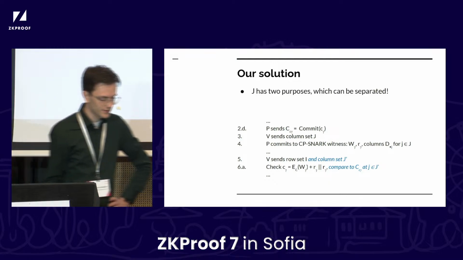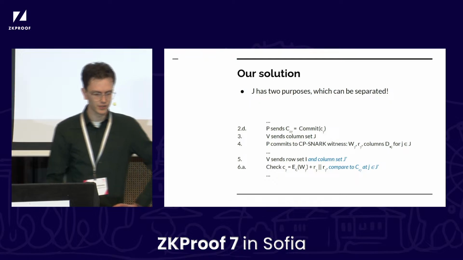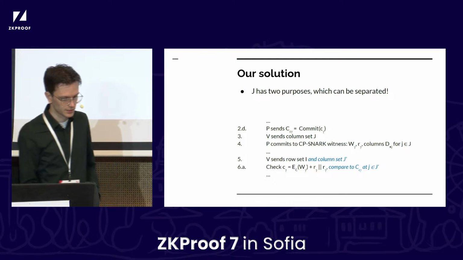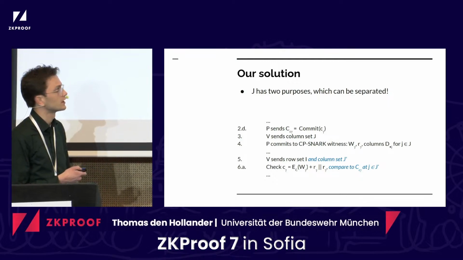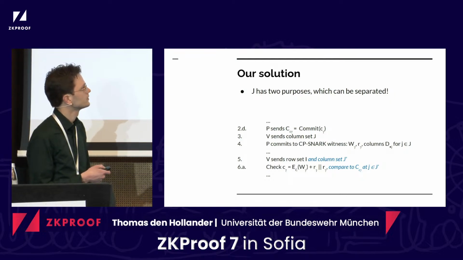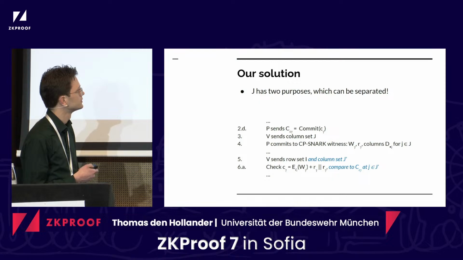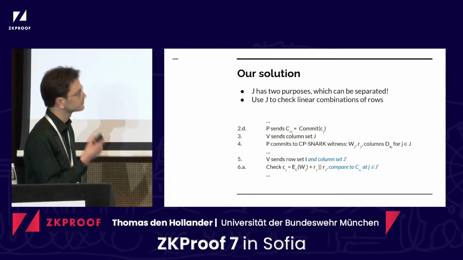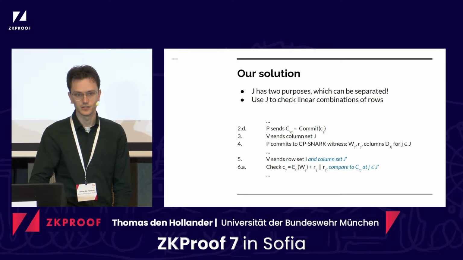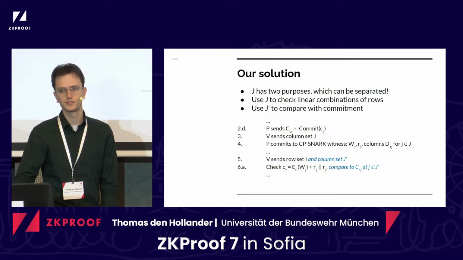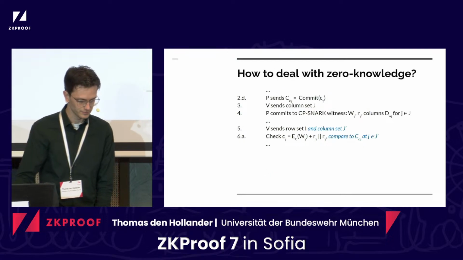It turns out that this J actually has two purposes which can be separated. The J that we need to know to check the random linear combinations does not have to be the same J that we later use to check the commitment to this C gamma. So we use this J to check the linear combination of rows, and then finally we use J prime to compare with the commitment that we have.